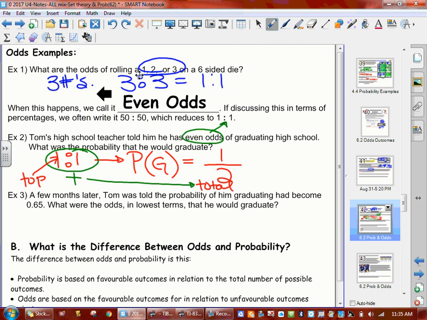So even if the ratio was like 2 to 1, then it'd be 2 on top and 3 on the bottom? Yes. And we're going to have more examples like that coming up.